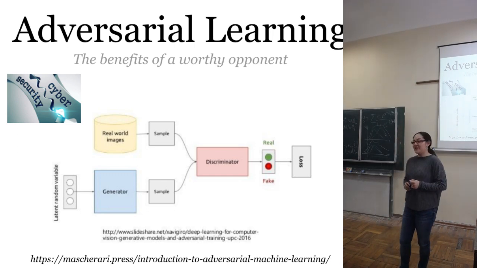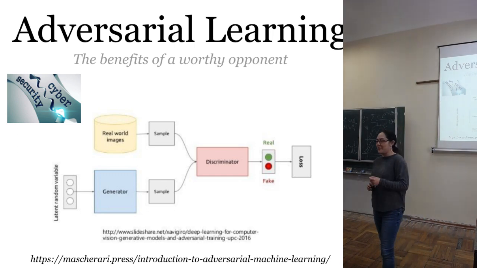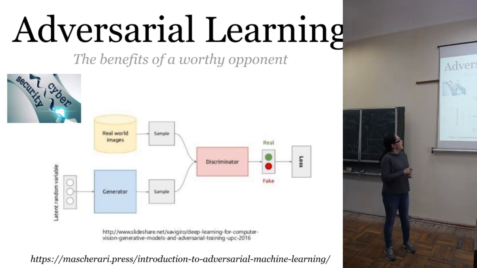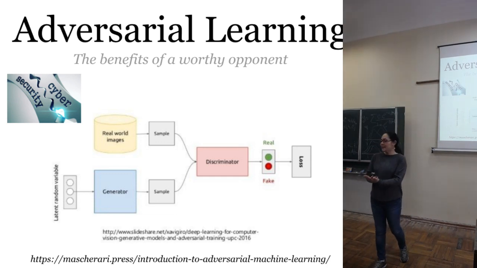So adversarial learning is what happens when you have a worthy opponent, right? In adversarial learning, suppose your problem is you have an image or a message from someone and you want to understand if that's real or if it's a fake, a bogus. So you have your real world samples here, and here you have a generator, a code, a network or a simulator that simulates a fake sample. And here you have a discriminator.